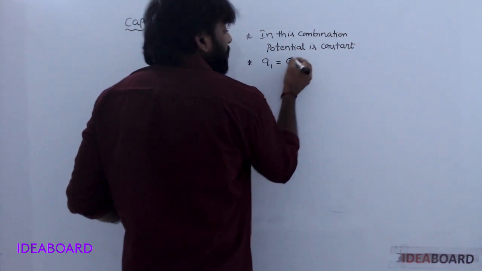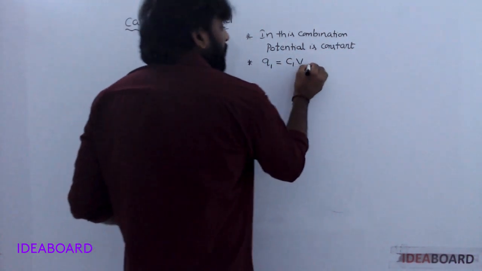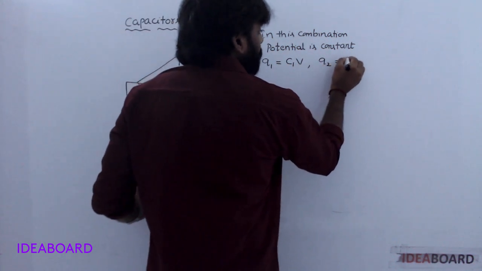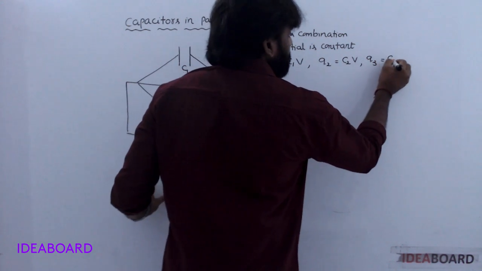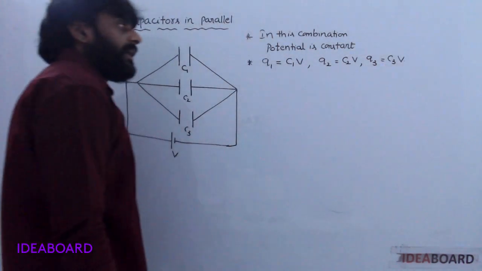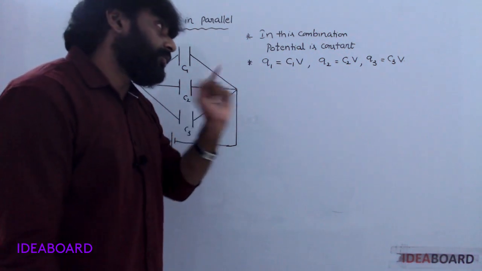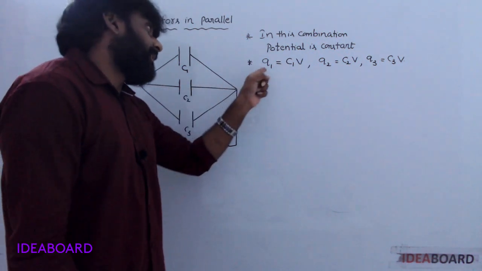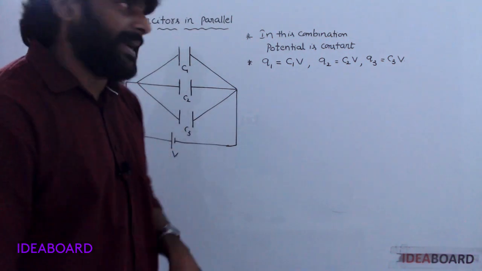First capacitor draws the charge Q1. Q1 is equal to C1V, because potential is constant. Second one, Q2 equal to C2V. Third one, Q3 equal to C3V. First one draws Q1 charge, second one draws Q2 charge, third one draws Q3 charge. This charge depends on its capacitance.